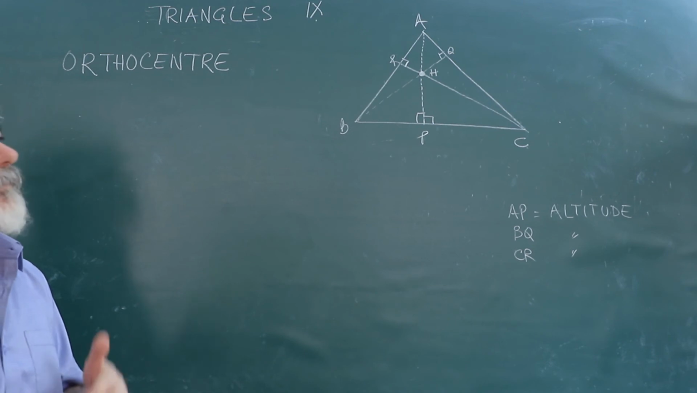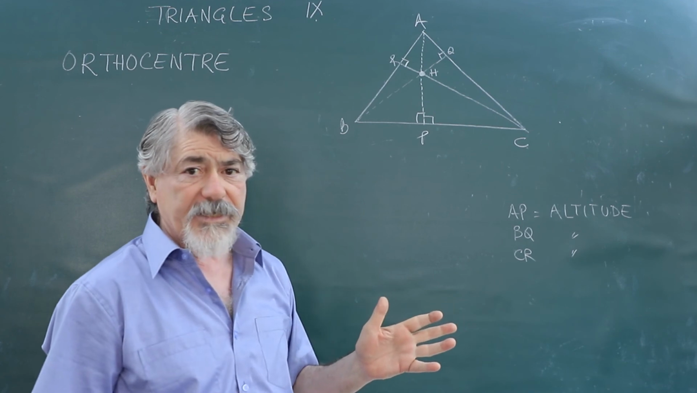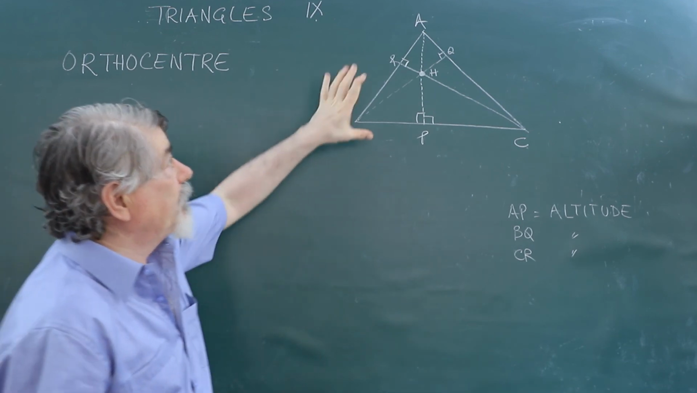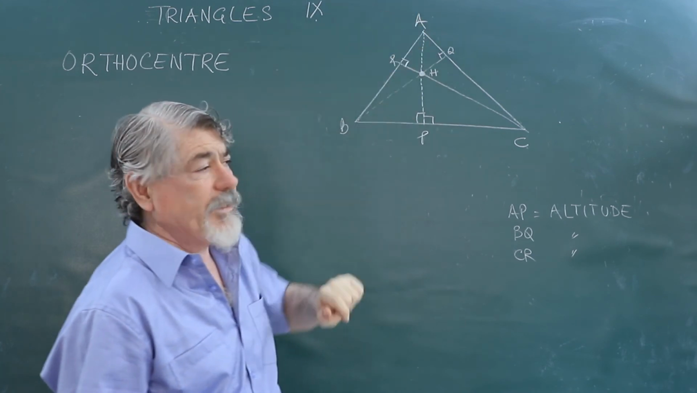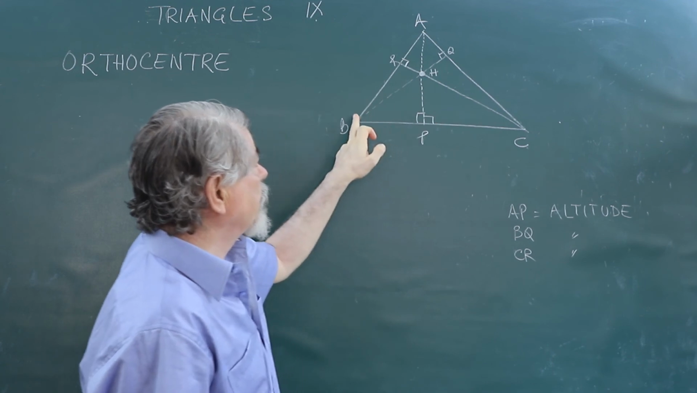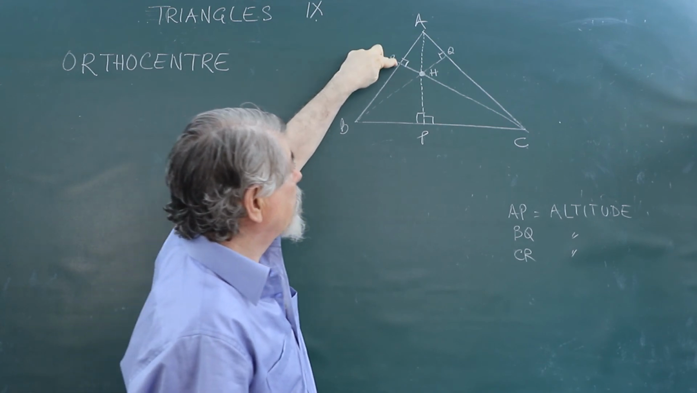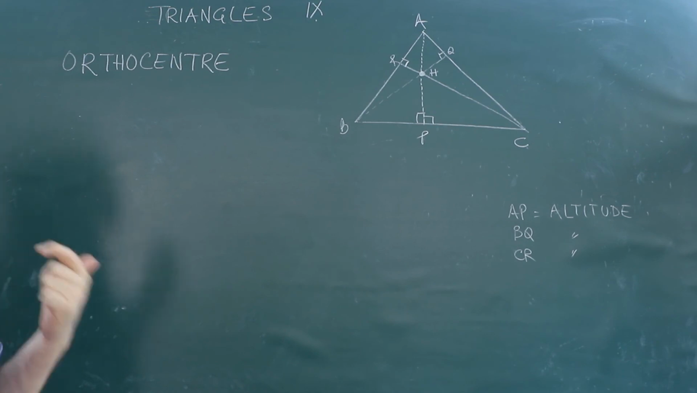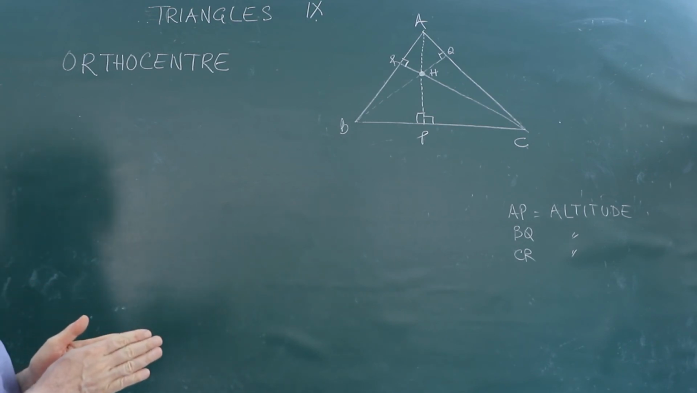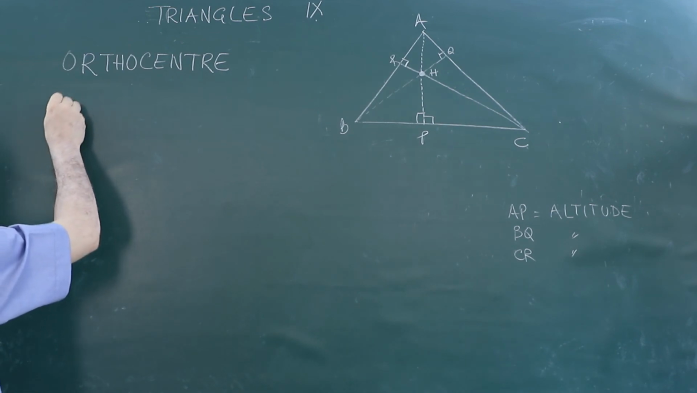It is important to remember and understand that if I drop perpendiculars from the vertex to the opposite sides, then we get altitudes. AP is the altitude corresponding to vertex A, BQ is the altitude corresponding to vertex B or side AC, and CR is the altitude corresponding to vertex C or side AB. And all these three altitudes are concurrent at a point which is called orthocenter. Now next is centroid.